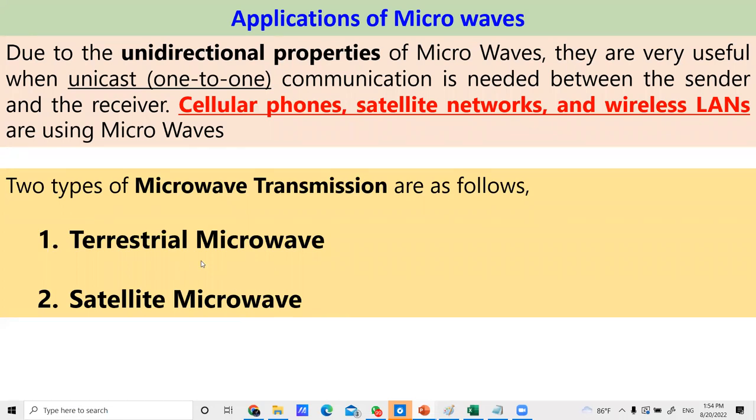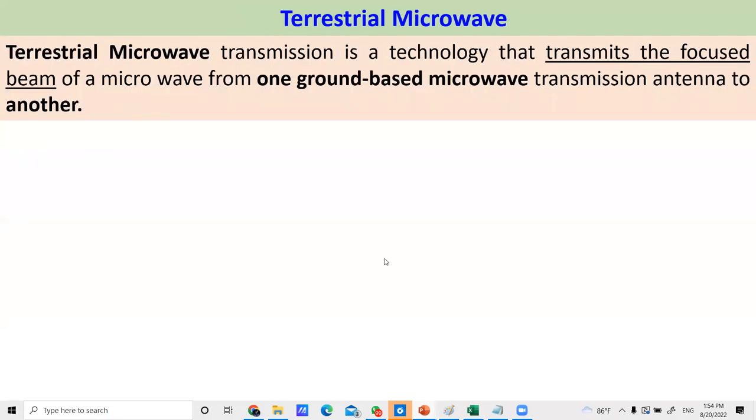Then look at the terrestrial microwave here. Terrestrial microwave transmission is a technology that transmits a focused beam of microwave from one ground-based microwave transmission antenna to another. That means terrestrial microwave uses the ground. They need two antennas located on the ground or earth. Then you can start transmission from one location to another. The special feature under terrestrial is that they use two antennas, all located on the earth or ground, and it's called terrestrial microwave.